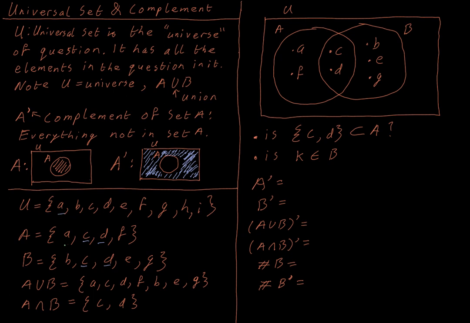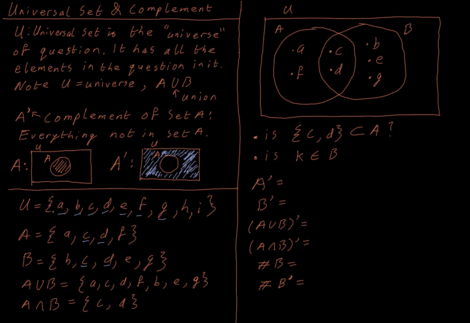So A is already used up. It's already listed in set A. B is already used up. It's in set B. C is already used. D is already used. E is already used. You can see I'm underlining, I'm checking off each as I'm going. F is already used. G is already used in B. And now when I run through my list, H has not been used. I has not been used.